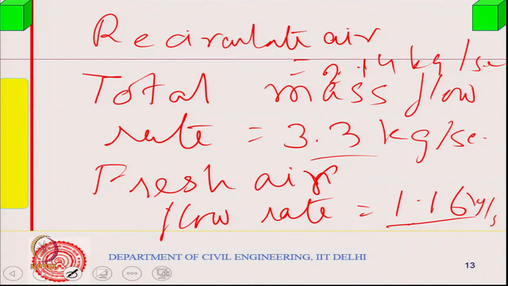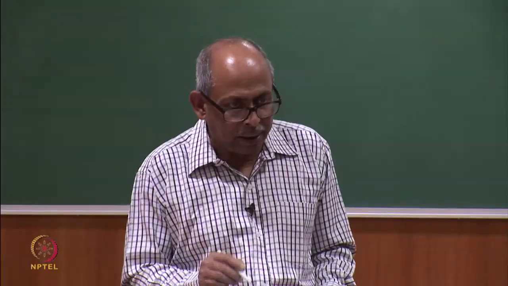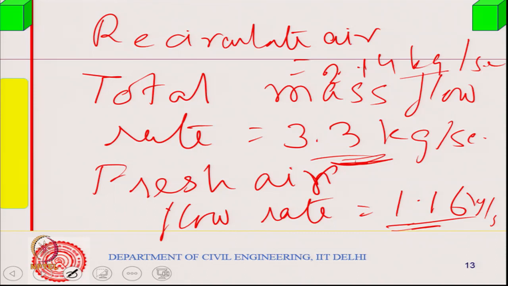Now, this is the recirculated air and this is the fresh air required, total air is 3.3. What will be the temperature of this air? That I can find out. How can I find out what will be the temperature of this air? It would be 2.14 into 25, this is recirculated, plus 1.16 into, okay, let me just do this calculation.